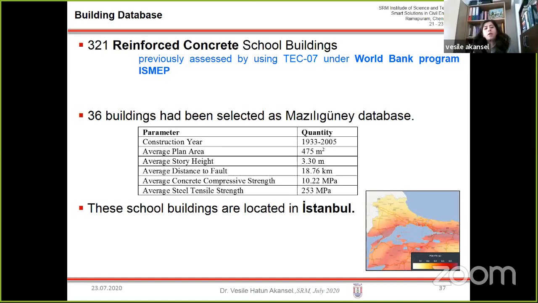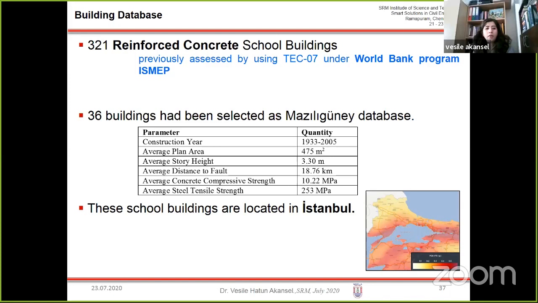So in this study, we look at 321 reinforced concrete structures. Okay, they are assessed according to the previous earthquake code and under the World Bank program, which is named the ICEMAP. You can download the documents from the website of the municipality of Istanbul. In this paper, we only look at 36 buildings, okay? Because there's no need to look at all the school buildings. Most of them have similar plans, only the soil conditions are different. So they are mostly stereotype structures.